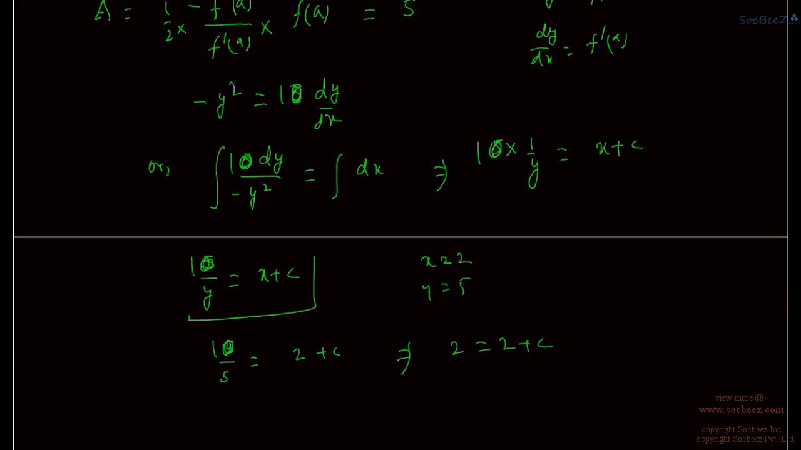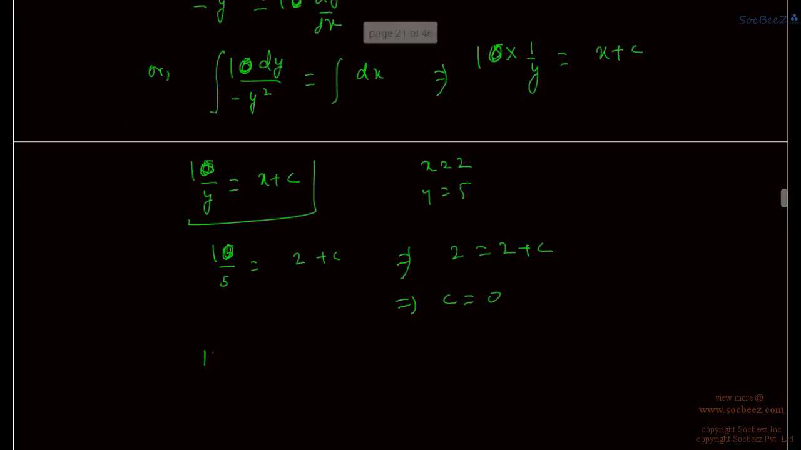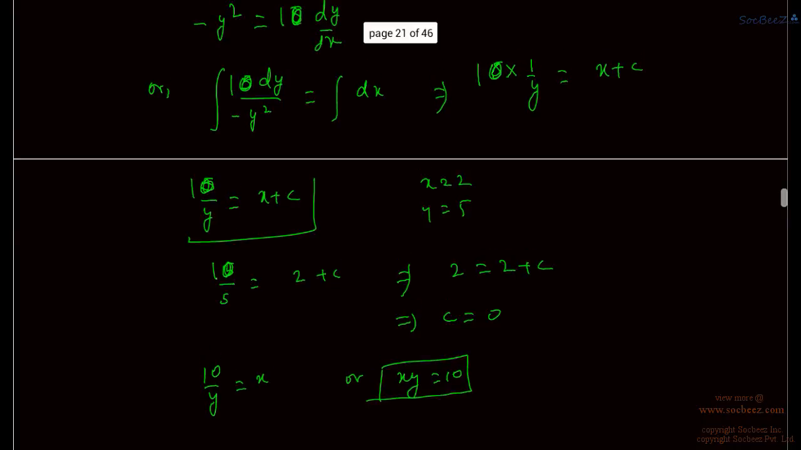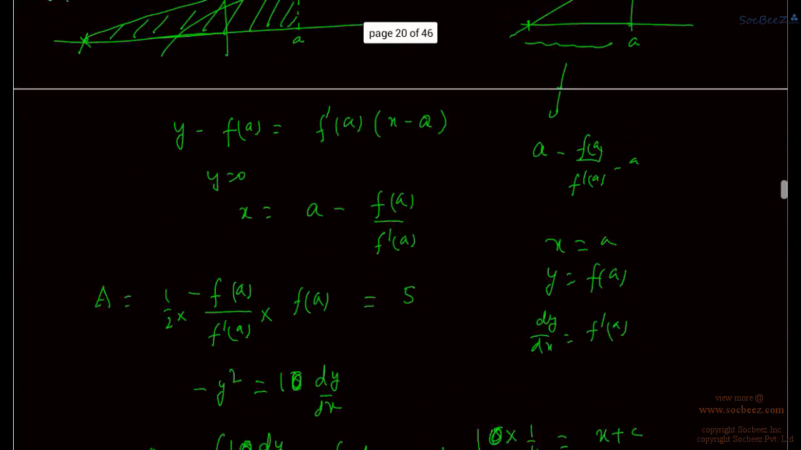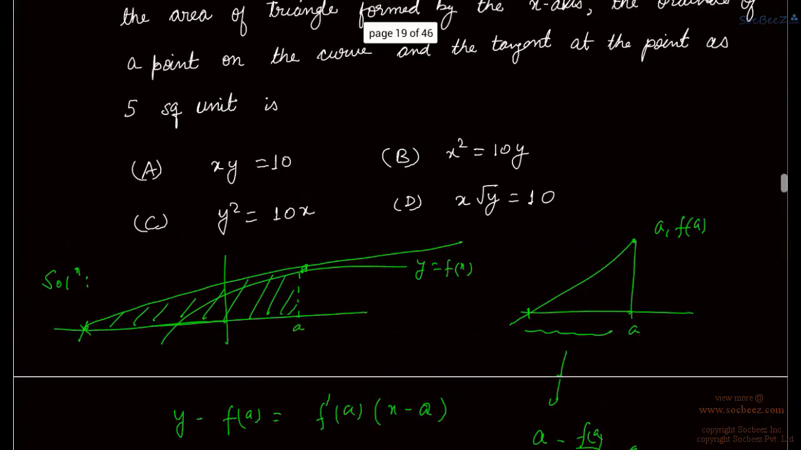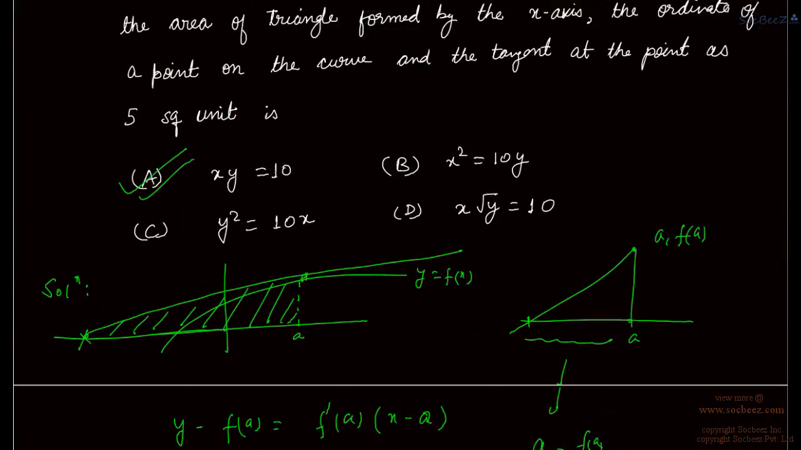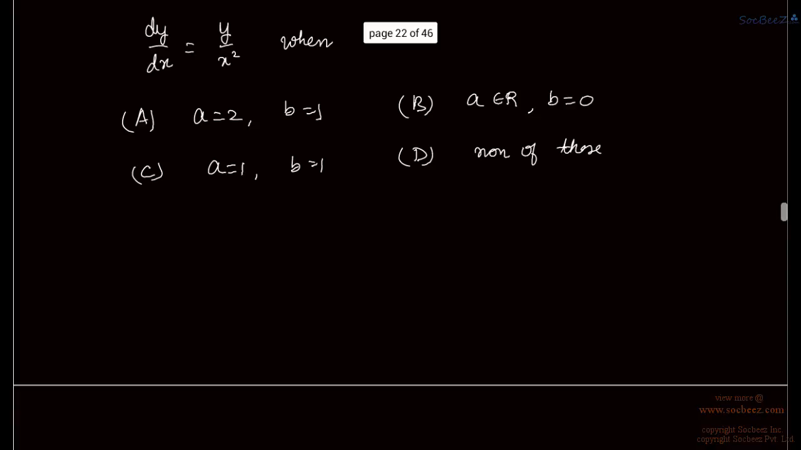So from here we are getting 2 is equal to 2 plus c, or we can say that c is equal to 0. So our equation reduces to 10 upon y is equal to x, or we can write xy is equal to 10. Okay, so xy is equal to 10, that means option A is correct.